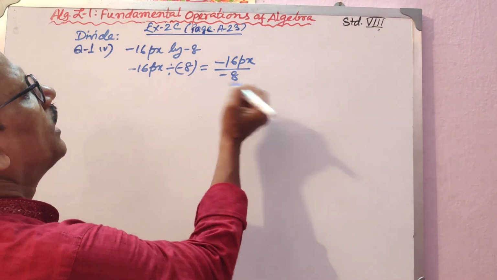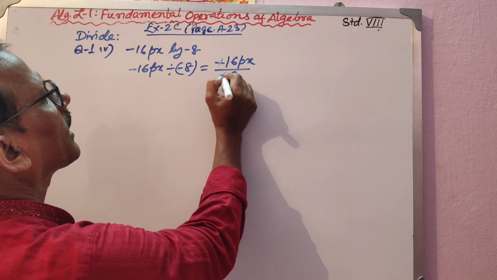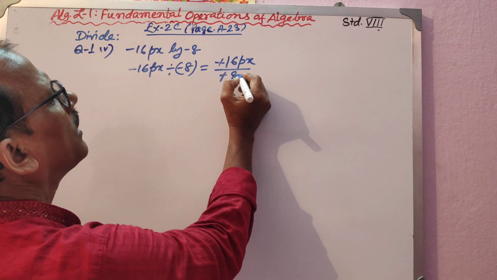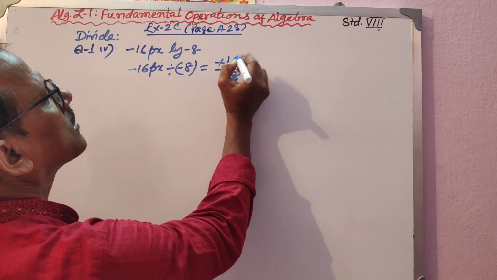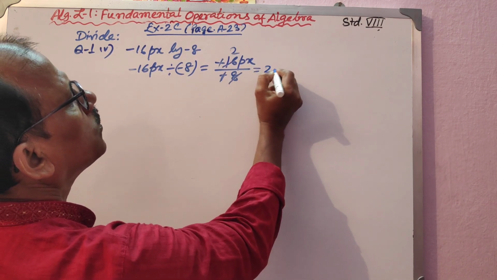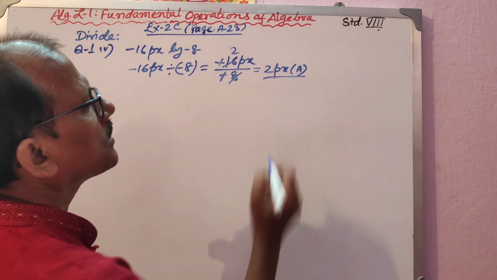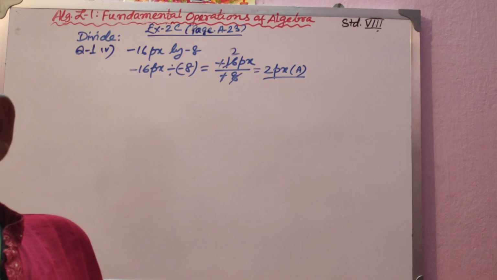Minus divided by minus is plus, so these two signs cancel, and cancelling means plus only. 8 divides 16, it will be 2. So the answer comes 2 px. That is the answer. Very simple, isn't it? Now moving on to question number 2.